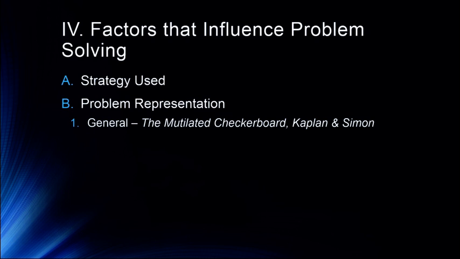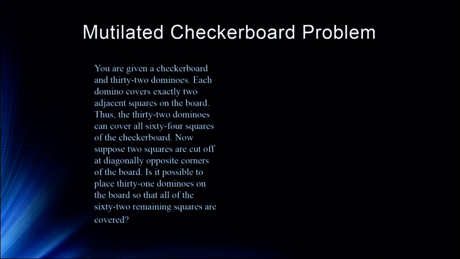So that gets us then to factors that influence problem solving. One of them is, of course, the strategy you might use to try to solve the problem, so means versus means-end, sub-goals. The next, which is particularly important for a number of different types of problems, is the way in which you represent the problem. And so there's a really terrific set of studies by Kaplan and Simon using what's called the mutilated checkerboard.